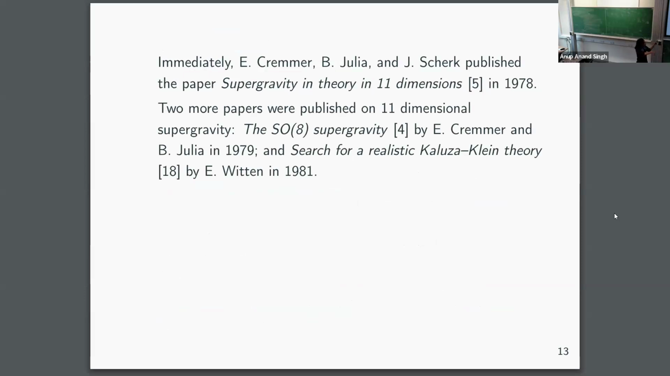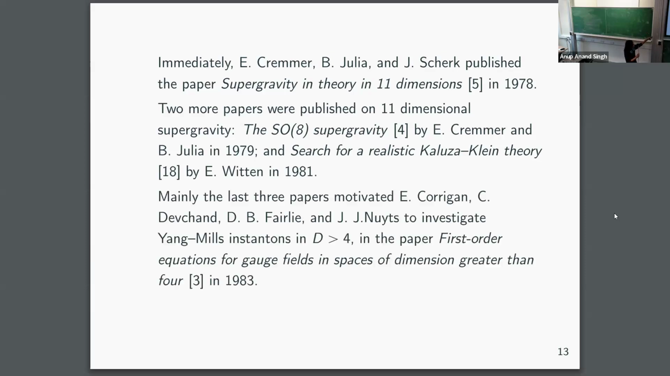This was the paper by Cremmer, and he wrote another paper called SO(8) supergravity. And then we wrote this paper called a realistic Kaluza-Klein theory, where again they all talked about dimension 11 supergravity. And these are the three papers that motivated Corrigan, Devchand, Fairlie, and Nuyts, the first three in Durham, so very close to home, to investigate Yang-Mills instantons where the dimension is greater than 4.